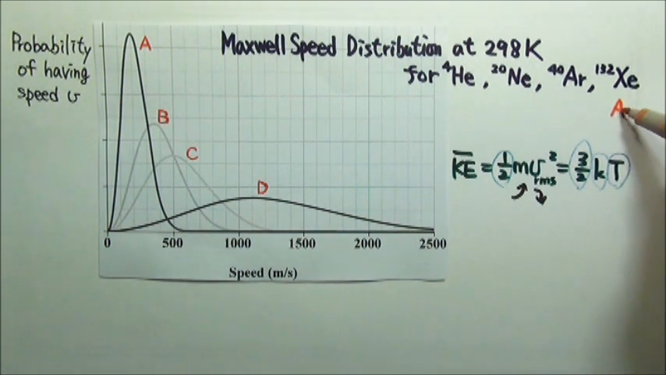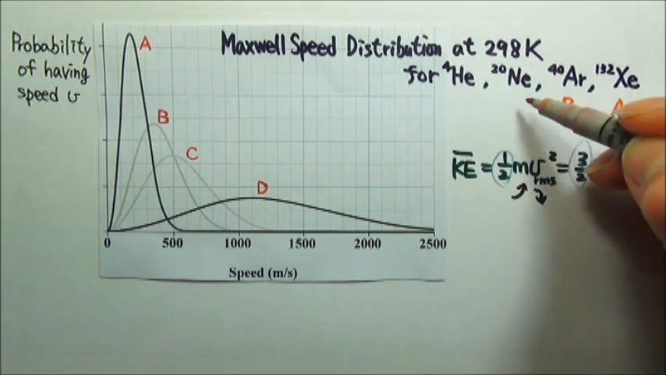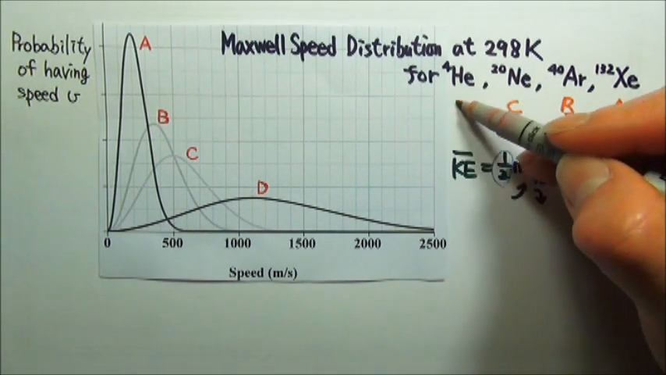So A must be for xenon, B for argon, C for neon, and D for helium.